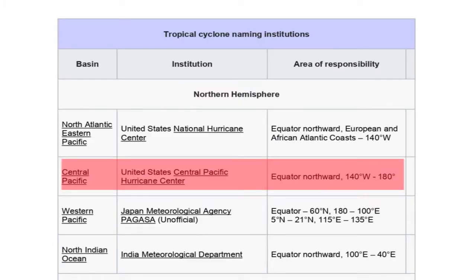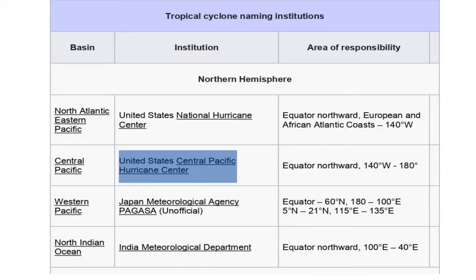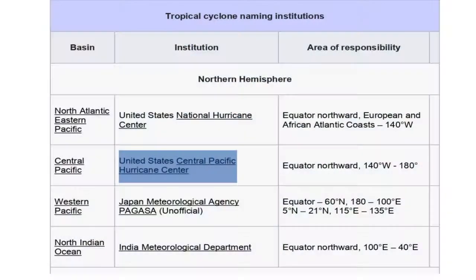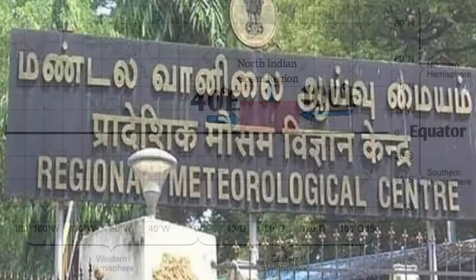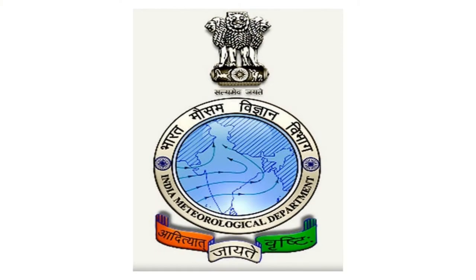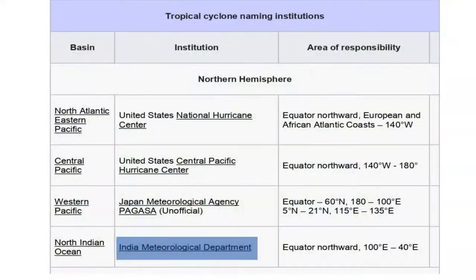For example, the Central Pacific Ocean is marked from the equator northward between 140 degrees west and 180 degrees west longitude, and this region comes under the United States Central Pacific Hurricane Center. If any cyclone forms in this region, the name is given by the United States Central Pacific Hurricane Center. Now let's look at the Northern Indian Ocean region. It is marked from the equator northward between 40 degrees and 100 degrees eastern longitude, and this region comes under the Regional Specialized Meteorological Center located in New Delhi, which is a body of the Indian Meteorological Department. The cyclones in this particular region are named by the Indian Meteorological Department.